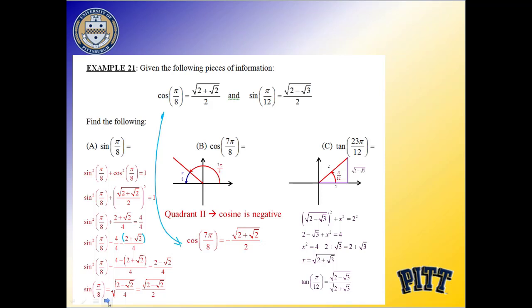23 pi over 12 and pi over 12 have the same reference angle, pi over 12. So I know that the tangent of 23 pi over 12 is going to have the same number as I see down here. The only thing is, is it going to be positive or negative? Well, 23 pi over 12, as you can see, puts me in quadrant 4. And in quadrant 4, tangents are negative. So if I make the tangent negative, that's the final answer.